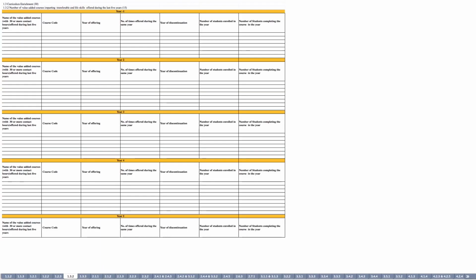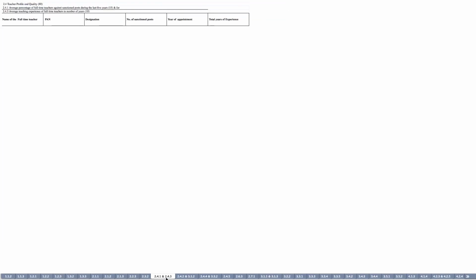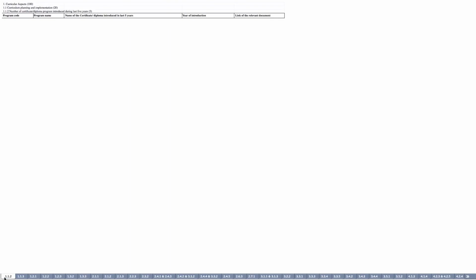Some of the metrics are combined, like 2.4.1 and 2.4.3, which are combined as one data template, and the same can be uploaded against the 2.4.1 section. Now in 1.1.2, the number of certificate and diploma programs introduced during the last 5 years, the data template requires the program code, program name, the name of the certificate or diploma program introduced in the last 5 years, the year of its introduction, and the link of the relevant document.